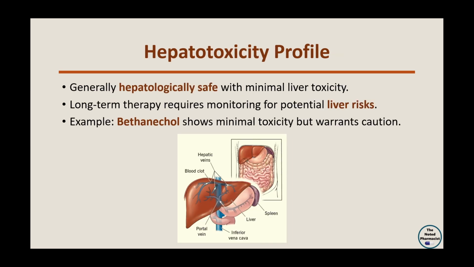While most parasympathomimetics are considered hepatologically safe, understanding their hepatotoxicity profile is crucial for ensuring patient safety during long-term therapy. For instance, bethanechol, a parasympathomimetic used in urinary retention, typically demonstrates minimal liver toxicity but still warrants monitoring in patients with pre-existing hepatic conditions or prolonged use to mitigate potential risks.